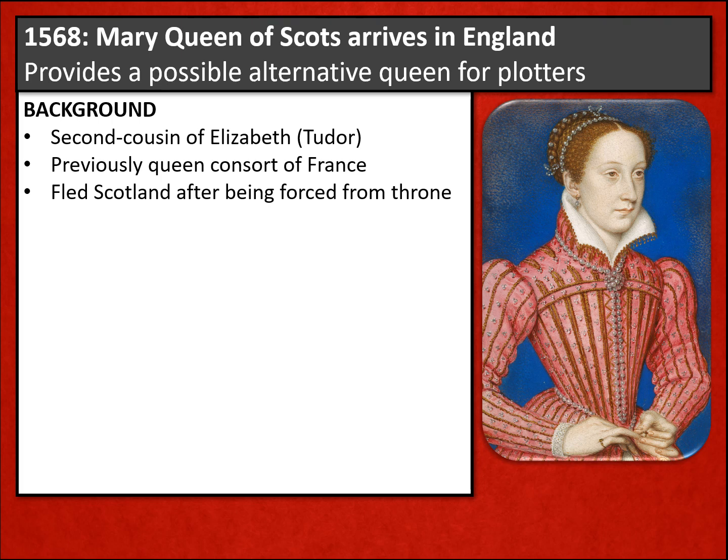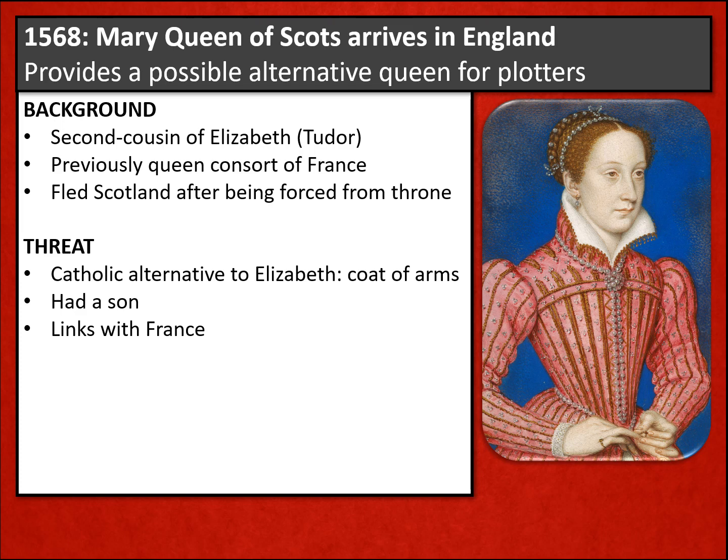She'd been married to the French king. This French background is going to be important because it's going to limit Spain's support for her until later in this time span. And she'd fled Scotland, where she'd been ruling as queen, but had then been displaced and imprisoned. And she'd fled to England, having escaped from prison.